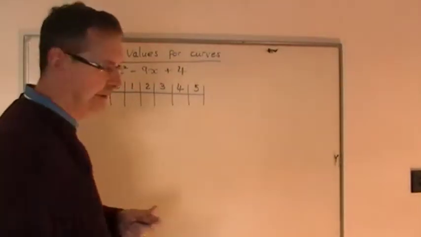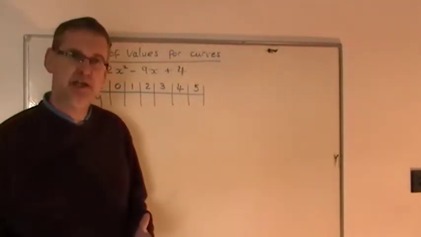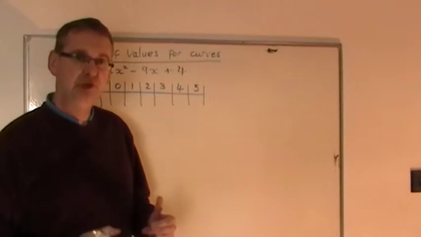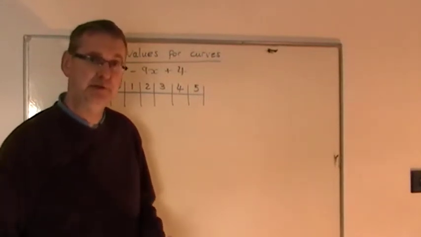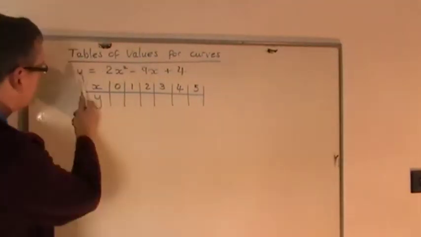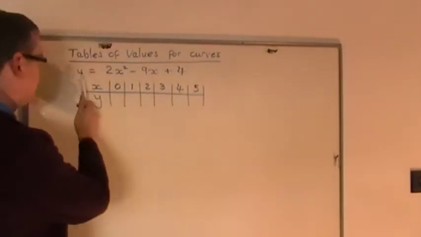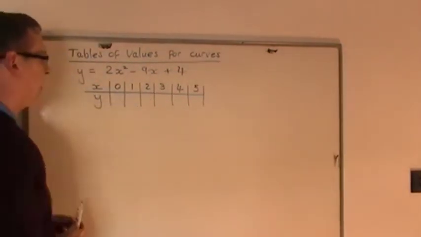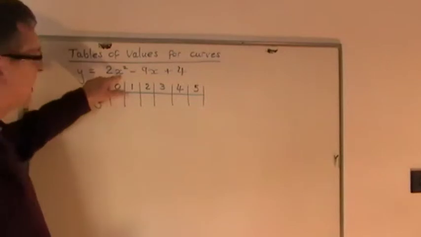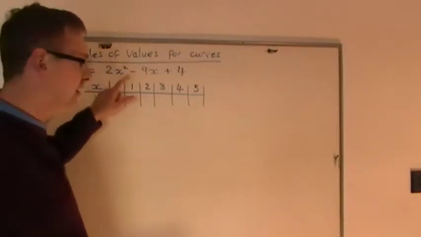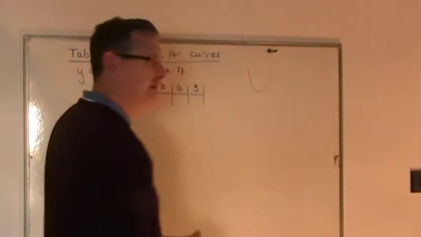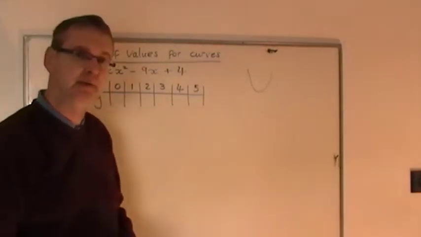In this example I'm going to practice some substitution techniques, but we're going to practice it relating to plotting a curve. I'm giving you an equation or the name of a curve. It's y equals 2x squared minus 9x plus 4. Because it's an x squared name of a curve, I do know it's going to be some sort of U-shape when I plot the thing.